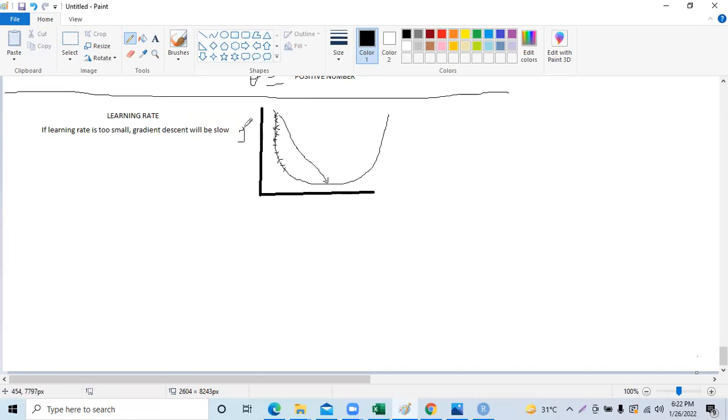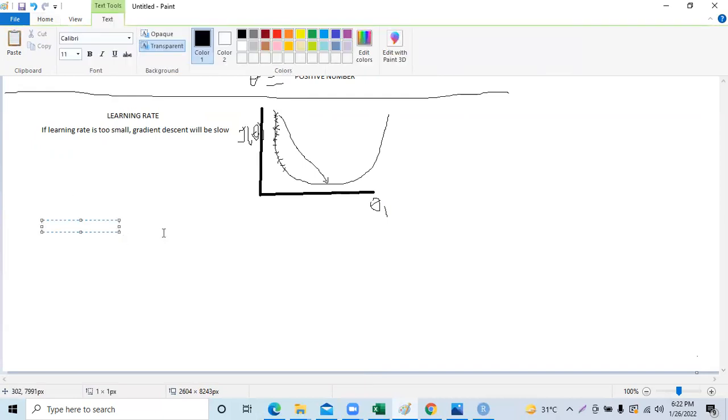This is J(theta 1), and this is theta 1, right? So that's what happens if learning rate is too small. But let's look at what happens if learning rate is too big. If learning rate is too large, gradient descent can overshoot the minimum. It will fail to converge.